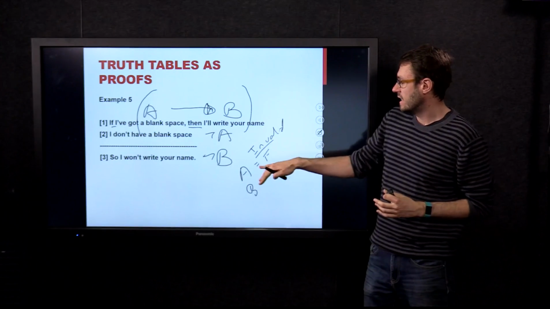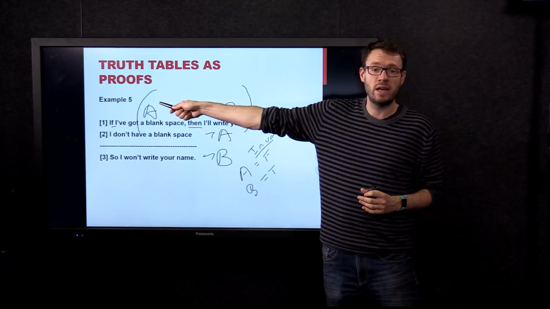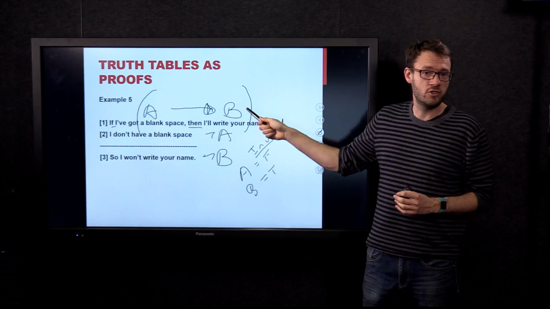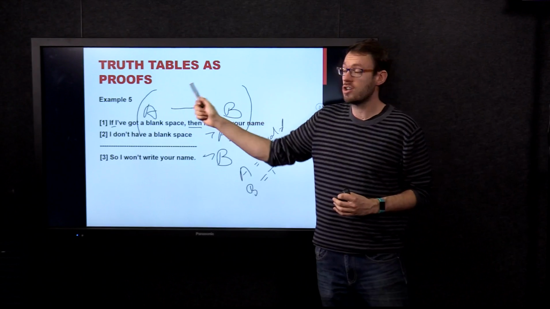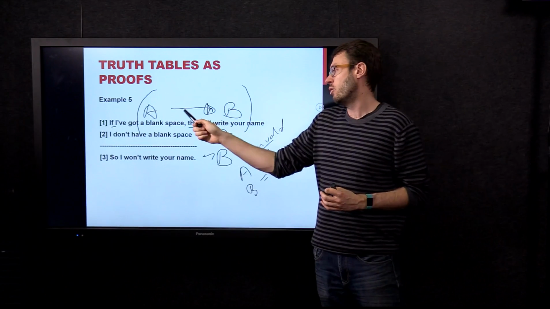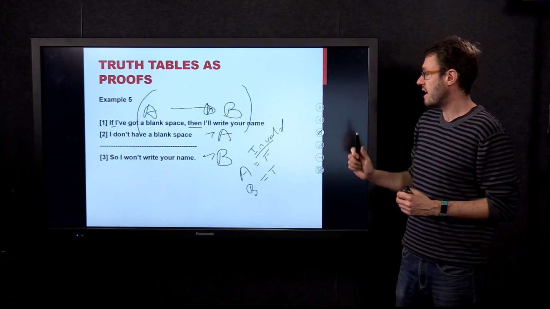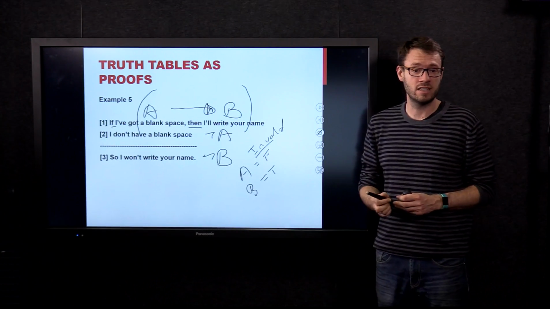And the argument is invalid when A is false, so when you don't have a blank space, and when B is true, when I write your name anyway, right? So the situation in which you don't have a blank space, but in this case in which Taylor Swift doesn't have a blank space, but she writes your name anyway, that's the situation in which the argument is going to turn out to be invalid.